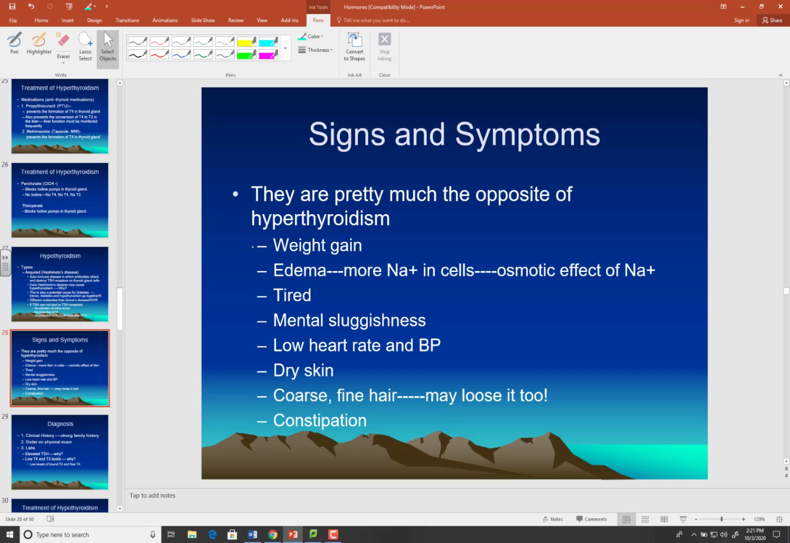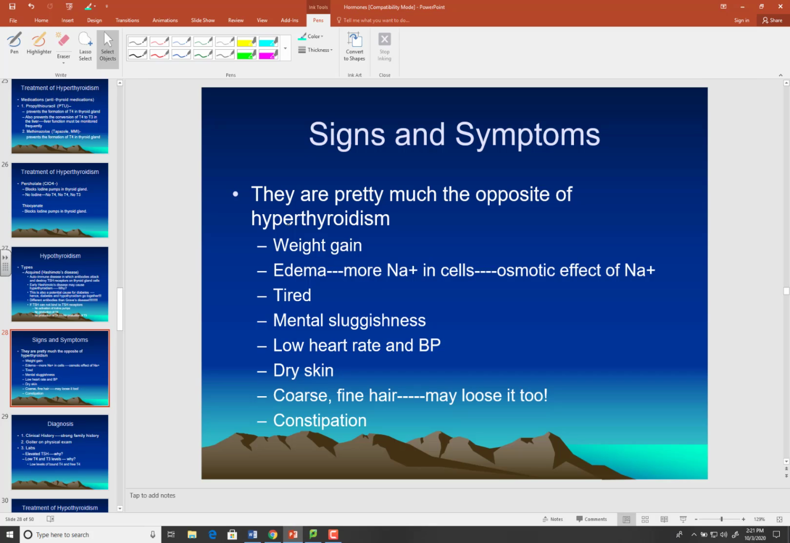All right, so you're going to get weight gain, right? So remember that thyroid hormone increases cell sensitivity to epinephrine and norepinephrine. It also increases protein synthesis in all cells, and it makes cells more leaky to sodium and potassium.